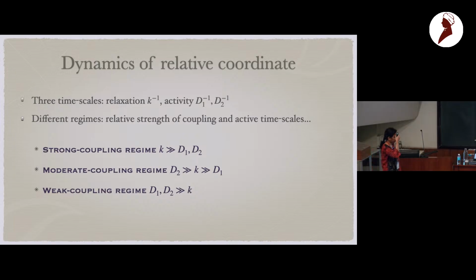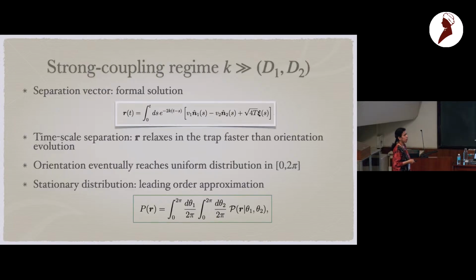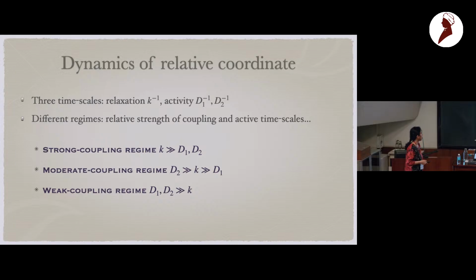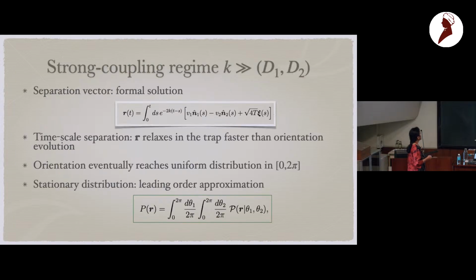That's where most interesting things happen. I'll come to that. And then we have the moderate coupling regime, where one of the particles is changing its direction quite fast, and then the weak coupling regime. Okay. Is there a question? No, two dimensions. Yeah, so we have a theta, which is the angle with the x-axis. Yeah. So let's first look at the first, strong coupling regime.